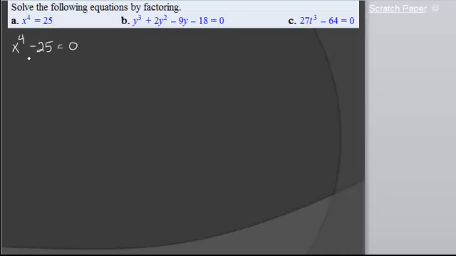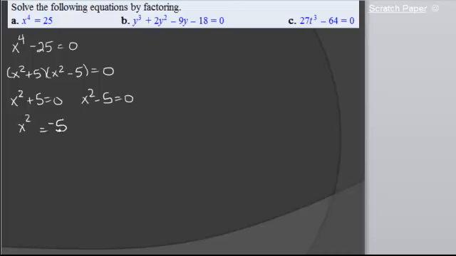Now this is a difference of squares. So what we want to do is factor it. We'll have x squared plus 5 and x squared minus 5. Set each of those factors equal to 0. Move the 5 over, so you end up with x squared is negative 5. Now whenever you square root both sides, don't forget you need to take the plus or minus of the right hand side. So x is equal to plus or minus. The square root of a negative is imaginary, and the square root of 5 we don't know, so we'll just leave it as the square root of 5.